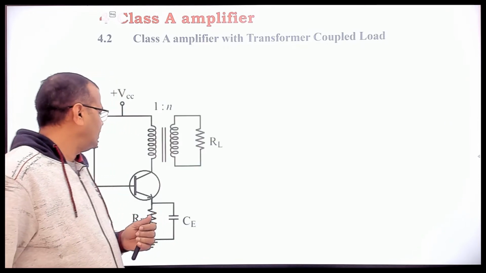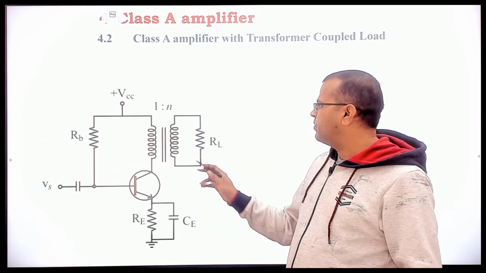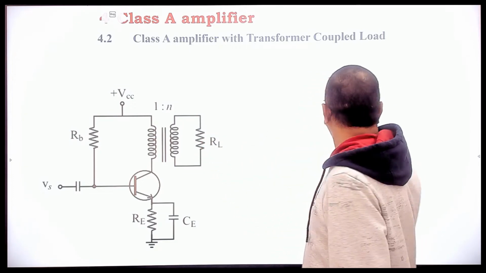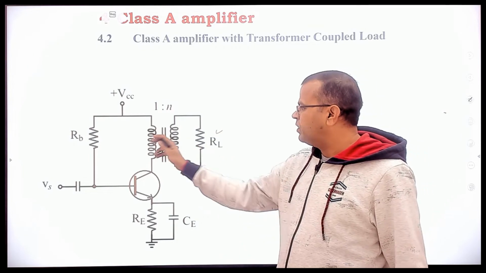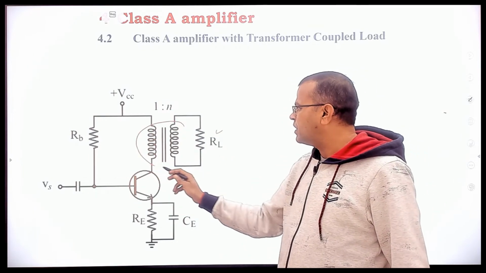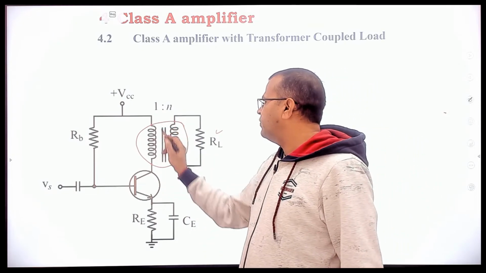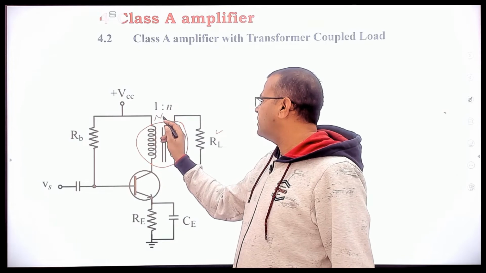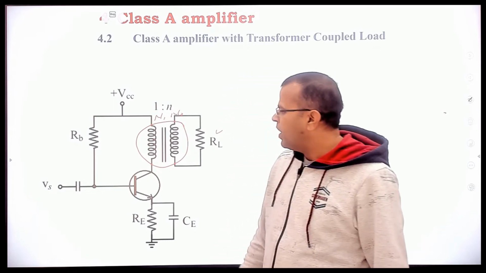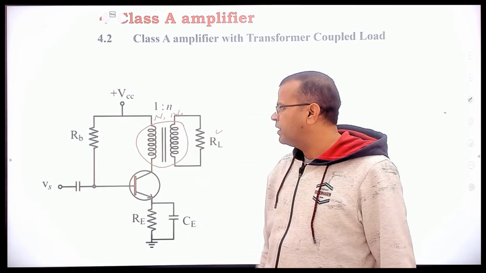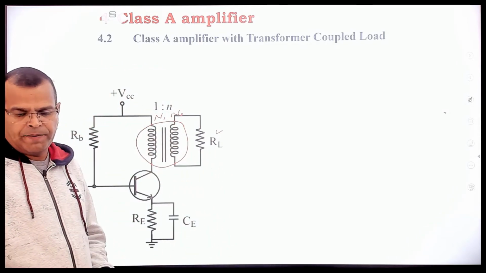So let us see the circuit. This is the circuit diagram of class A amplifier with transformer coupling. This is the load resistance which is connected to the amplifier through this transformer. This is the transformer having turns ratio 1:n. If you take it in terms of primary and secondary, on this side it is N1, on this side it is N2. And of course this is the biasing arrangement. So this is the amplifier with transformer coupling.